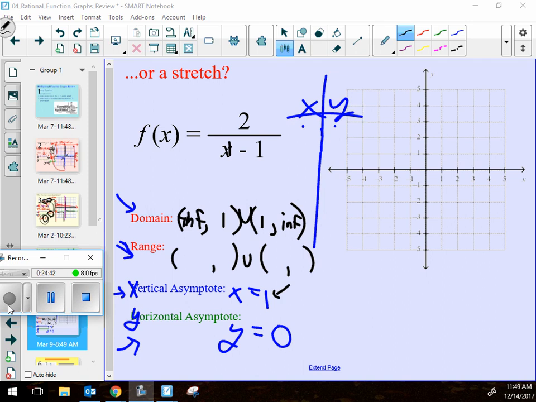Okay, so here's the rest of it. The range is everything except 0. So you should have put a 0 and a 0. Why? Because the y is the range. This is a y thing. Negative infinity to infinity. There.